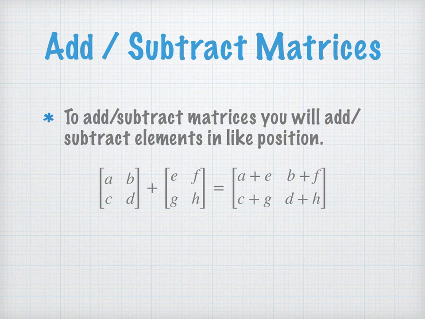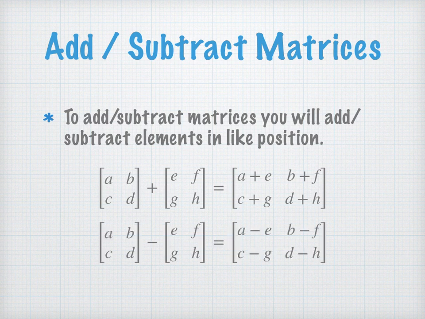So we're adding things in like positions. My first row, first column, plus first row, first column gives me my answer, first row, first column. So A plus E is my first entry, and then B plus F, C plus G, D plus H. If I was subtracting, I would do a very similar thing, subtracting elements in like position. Remember, you have to have matrices that are the same size in order for you to add or subtract them.